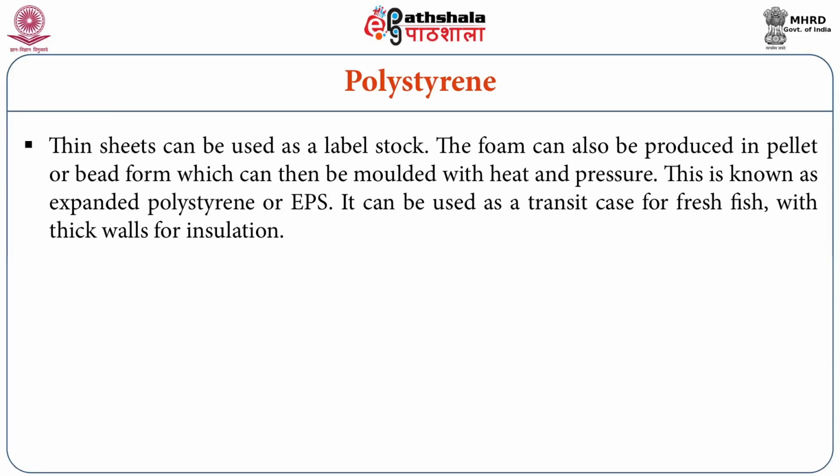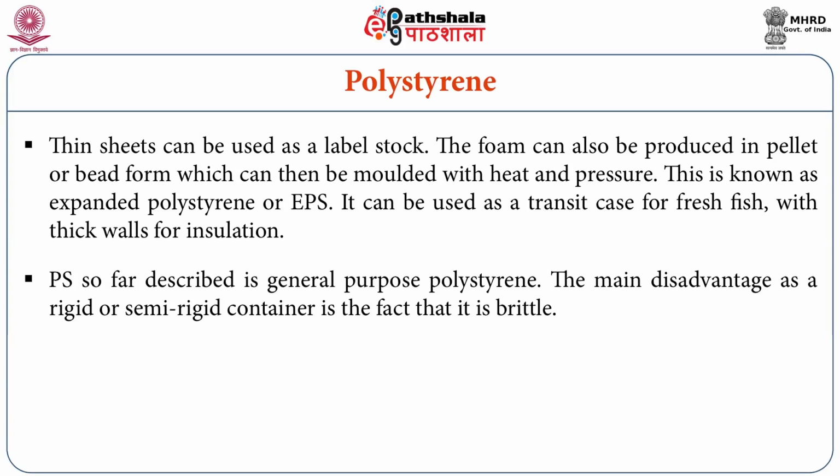The foam can also be produced in pellet or bead form which can be molded with heat and pressure. This is known as expanded polystyrene, EPS, and can be used as a transit case for fresh fish with thick walls for insulation. The major disadvantage of polystyrene is its brittleness.